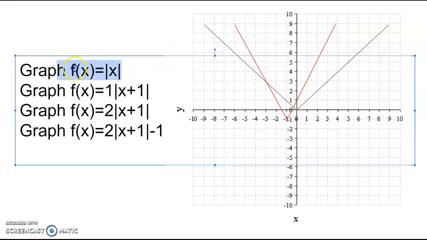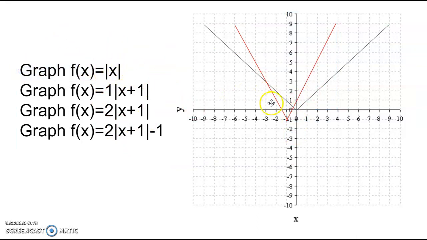So f of x equals absolute value of x is the original equation, and first you're going to shift it left 1, and then you're going to make it thinner by applying a slope of 2, and then finally you're going to push it down 1. And there you go, that's the lesson. Thank you.